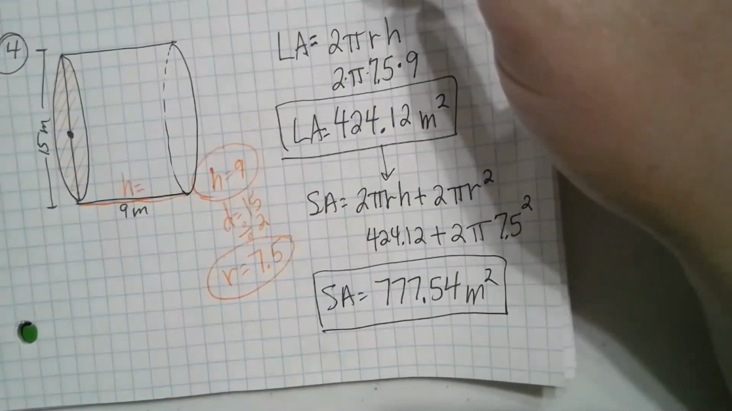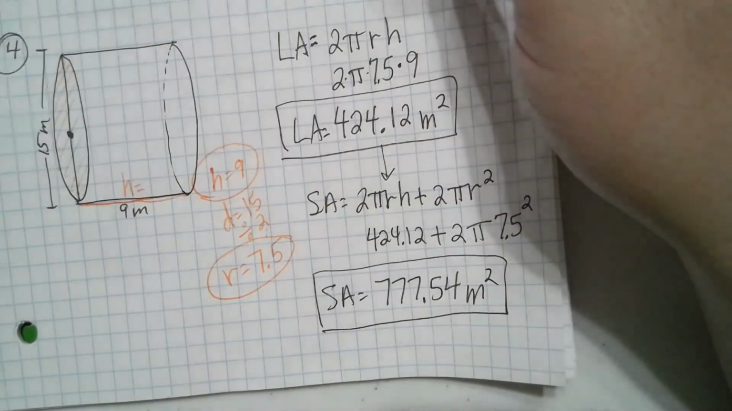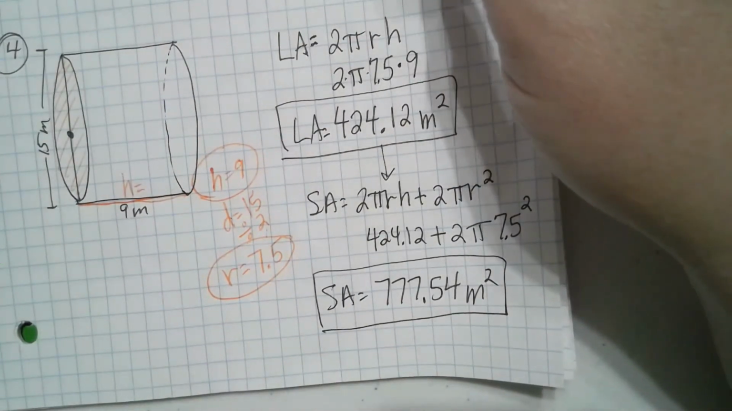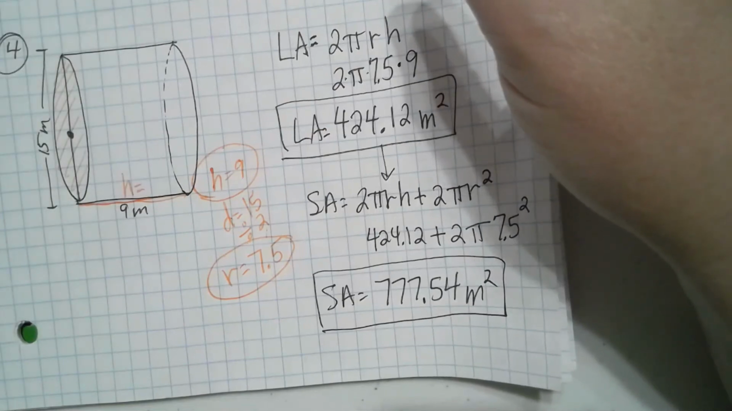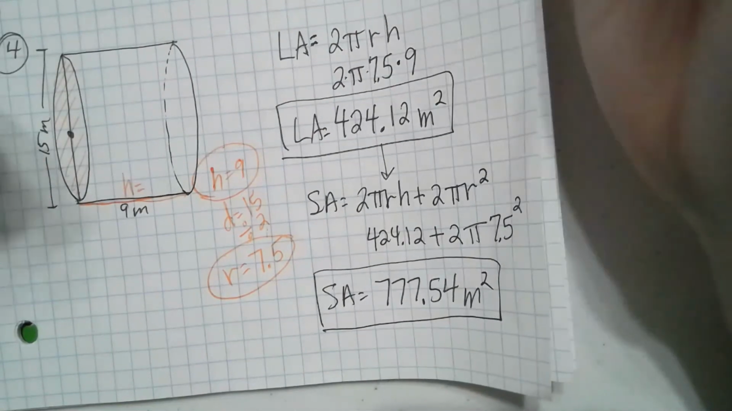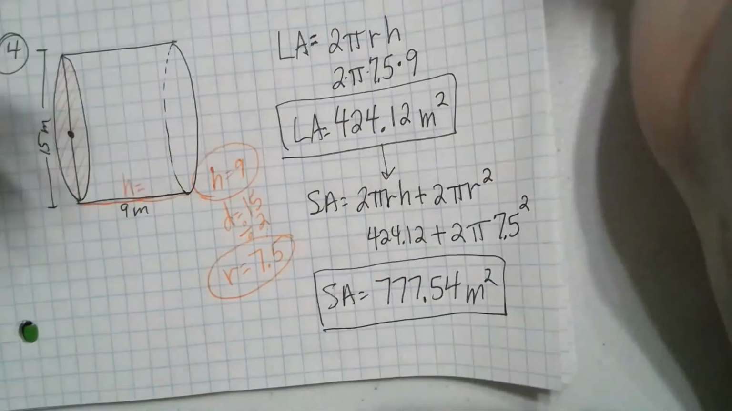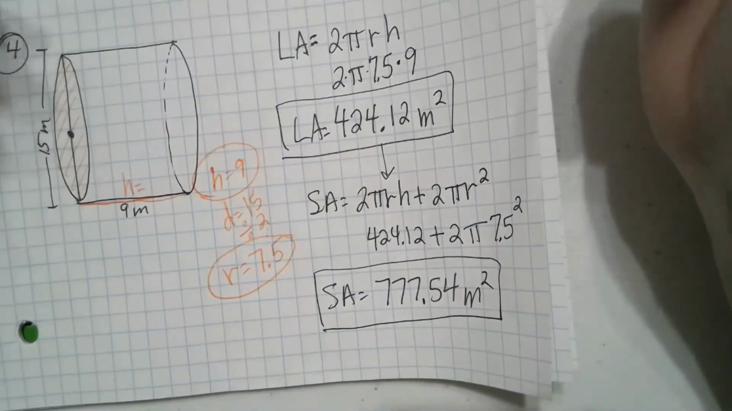Next time, we're going to look at the cone and the pyramid, and maybe a little bit of the sphere if we have time for that. This week we'll focus on surface area, next week we'll focus on volume, and then we'll be done.